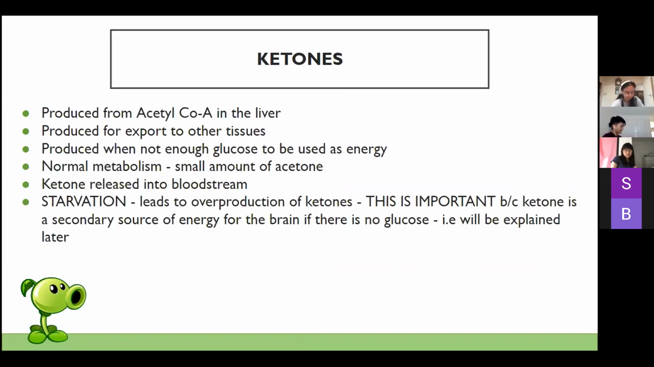Ketones. Actually, we talked about it last week, so I'll just go through it a bit again. Ketones are a last resort sort of energy source. They're really energy efficient, but they're really toxic to your body, so your body doesn't really want to produce them. But if we don't have any glucose and we're starving, then our body will produce ketone bodies. It's a last resort mechanism to give us energy.